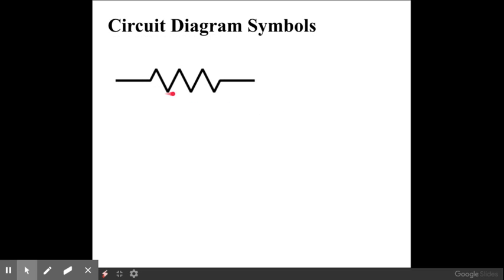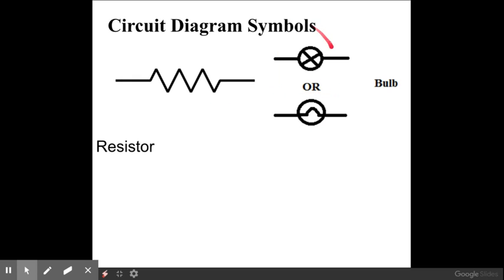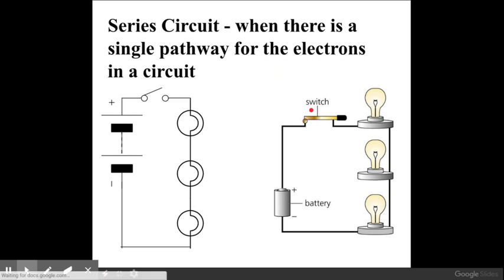So this symbol right here is a resistor. It slows down the flow of current, and either of these symbols is a bulb. We're going to focus in on this one right here. So rather than draw this actual diagram with a battery and a switch and these bulbs, we can save ourselves some time by using the symbols for them. We call this a circuit diagram.